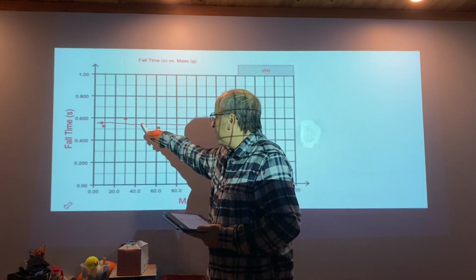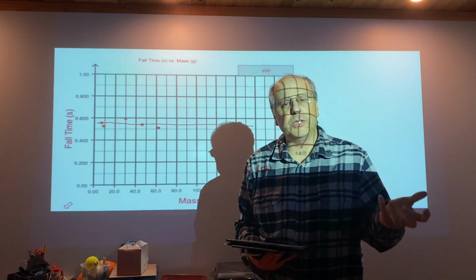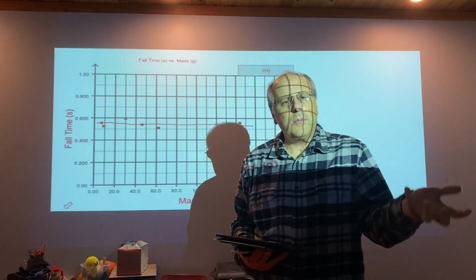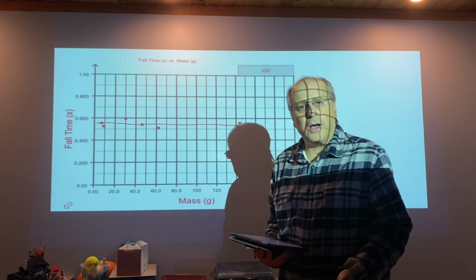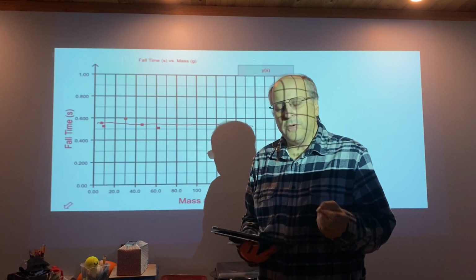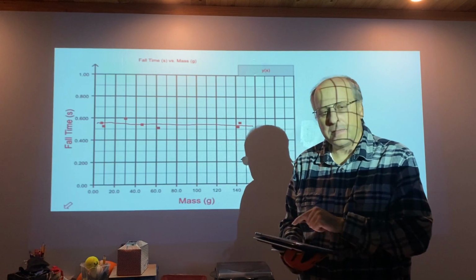Realize there will be some experimental error. You might not always drop it from the same height. You might be off when you do your timing. But if you watch it in super slow-mo, you can see that mass has no effect on fall time.